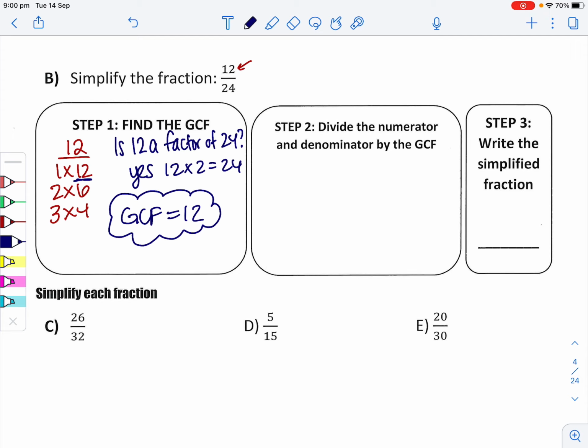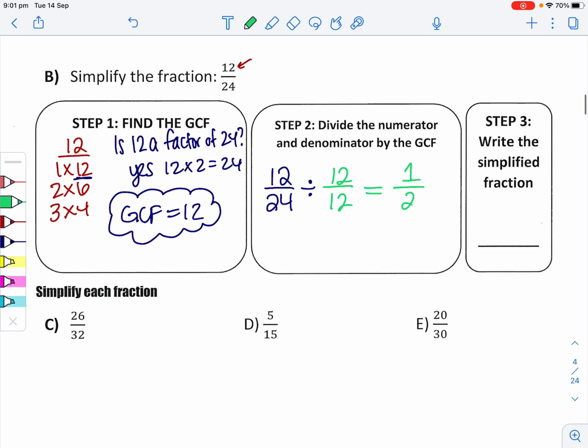So now I'm going to do my division. So I'm going to divide the numerator and the denominator by the greatest common factor. So I've got 12 over 24. And I am going to divide both the top and the bottom by 12. 12 divided by 12 is 1, and 24 divided by 12 is 2. So 12 over 24 is the same as 1/2.